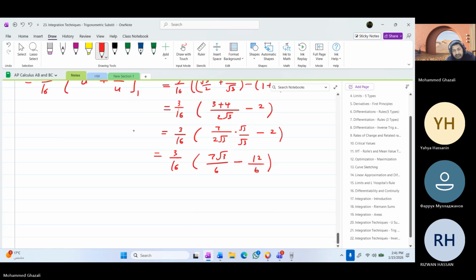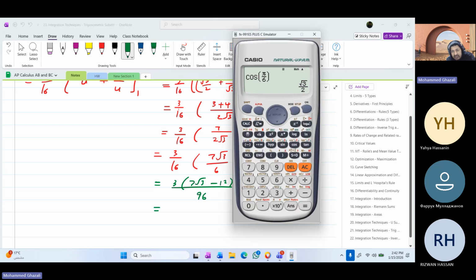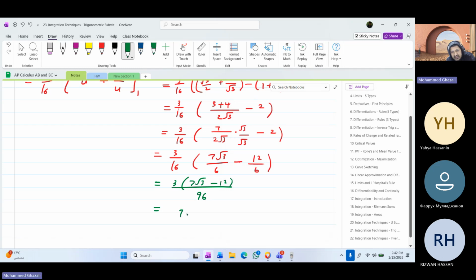All right. Okay, this is a very fancy answer. So this is what we're getting. 3 times 7 root 3 minus 12, divided by 16 times 6, which is 96. And let's see what's the decimal value of this. 3 over 96. Can we take 3 and divide by 3? Yeah, 3 over 96 is 1 over 32. So 7 root 3 minus 12 over 32.